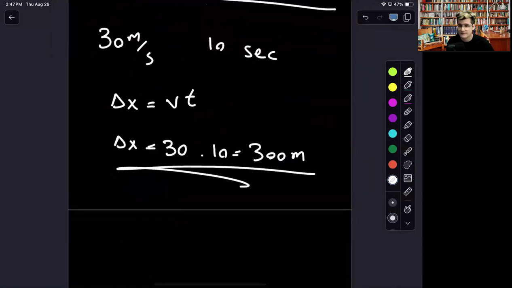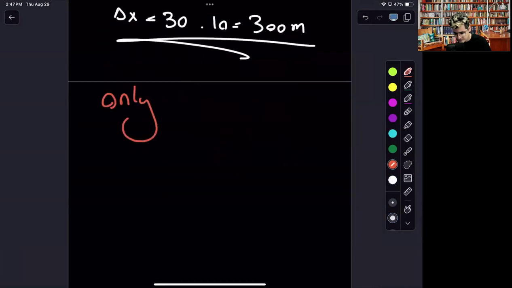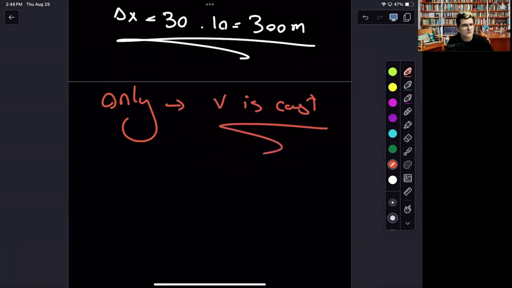x equals vt is very easy, but it is not very useful. Why not? Because you can only use this formula when v is constant, which is pretty much never. Think about when you go from home to school.